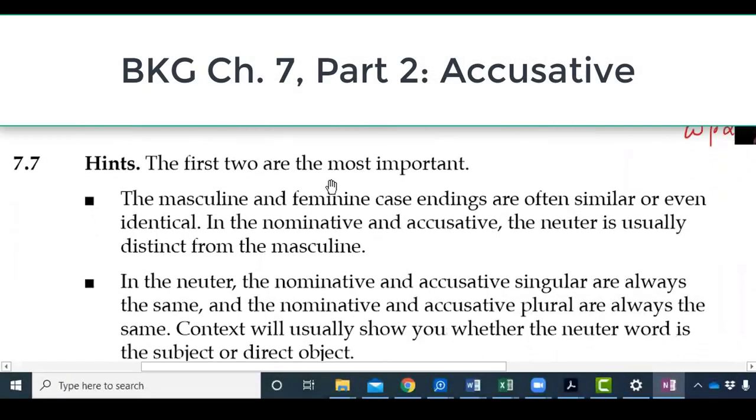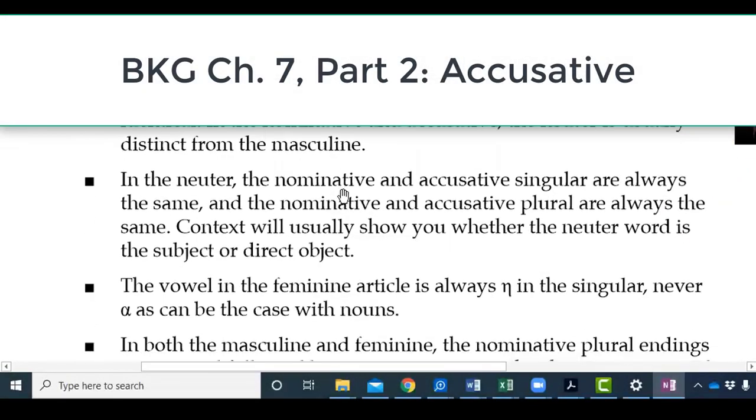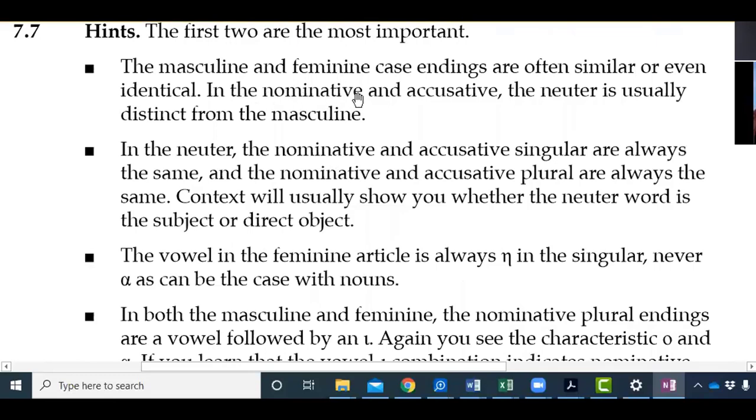Let's see. So he gives us some hints. Masculine and feminine case endings are often similar or even identical, but remember the stem vowel will be different, omicron versus alpha or eta, right? And the nominative and accusative neuter is usually distinct from the masculine.